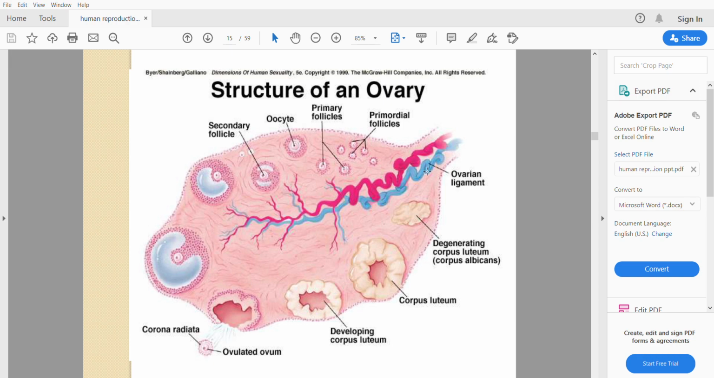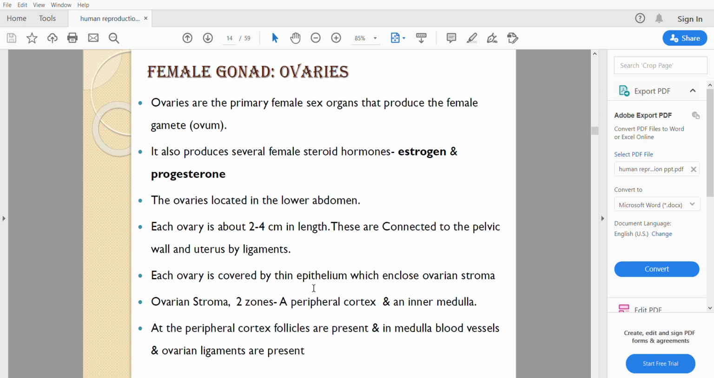Now you see the structure. The ovary is covered by a thin epithelium, that is called the ovarian stroma. The ovarian stroma has two regions: the peripheral cortex and the inner medulla. The peripheral cortex has a number of follicle cells, the cortex follicles, the primary and secondary follicles I told you about. And in the medulla, blood vessels, the ovarian ligaments and the nervous connection, everything is present in the medullary region. This is the structure of the ovary.